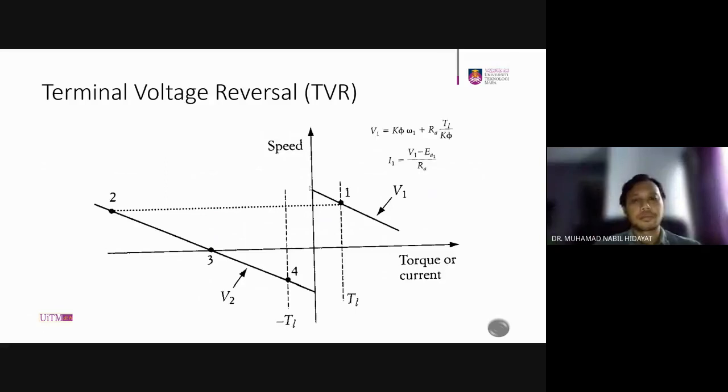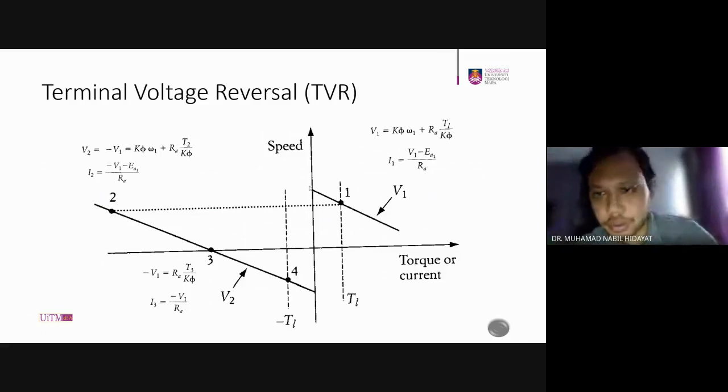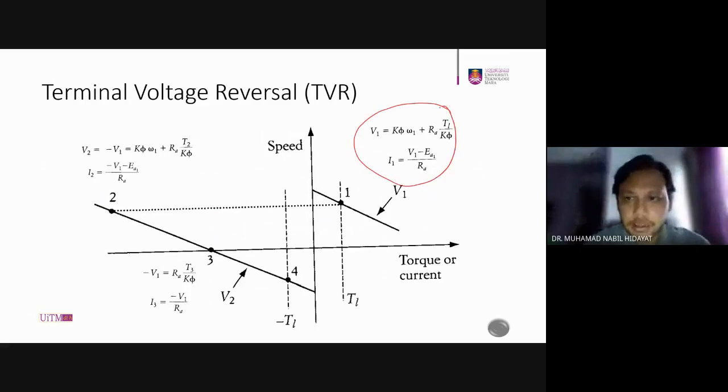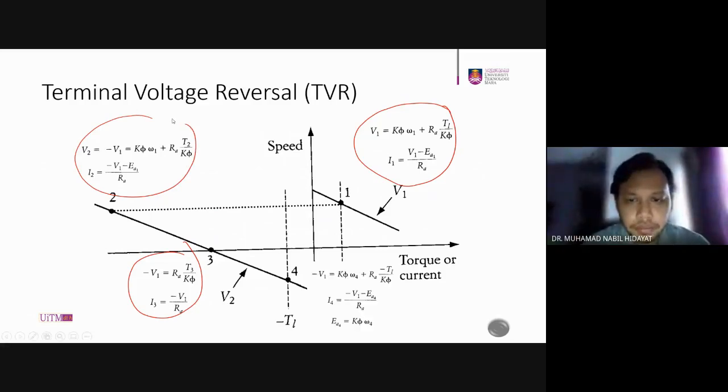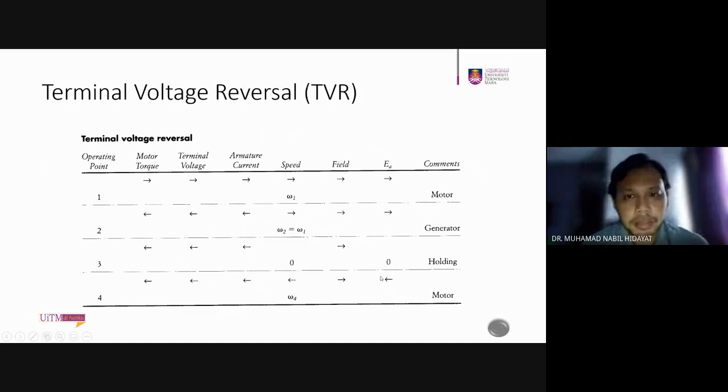So the equations for you to calculate for terminal voltage reversal. Same thing, how to find the value of V1 and I. So this one is 4, 3. So 3 will be the holding position. Same thing, explanation based on the column, based on the table.